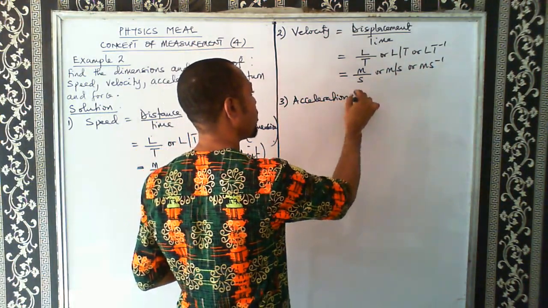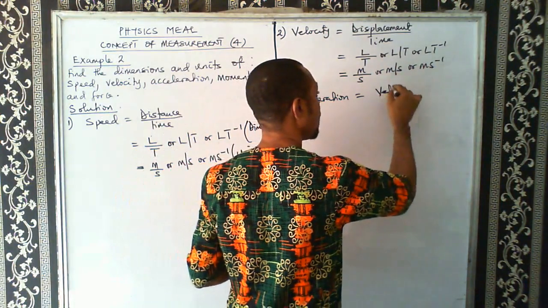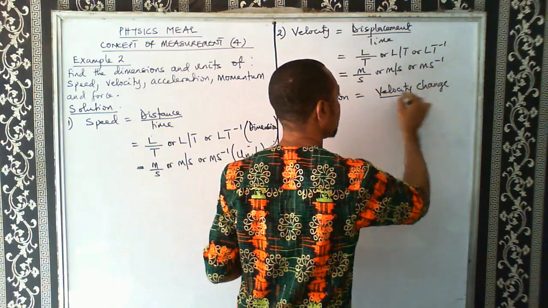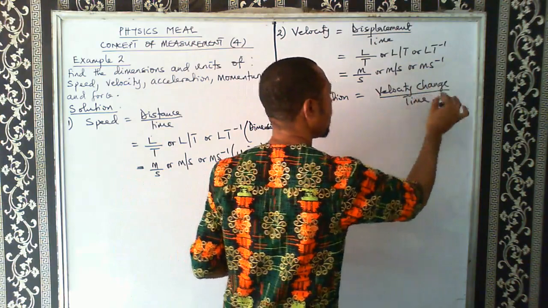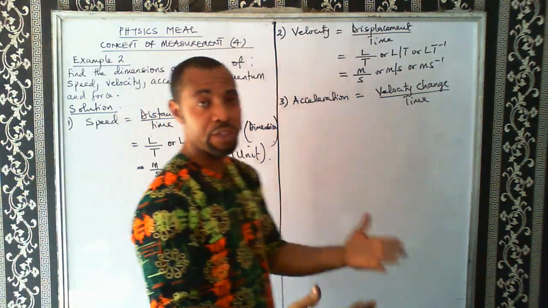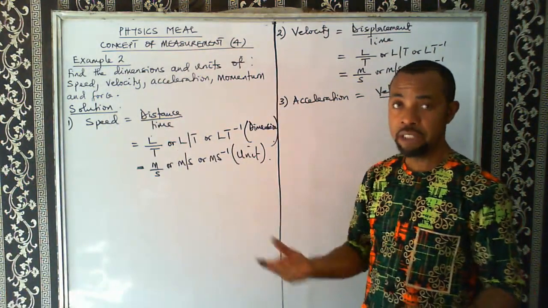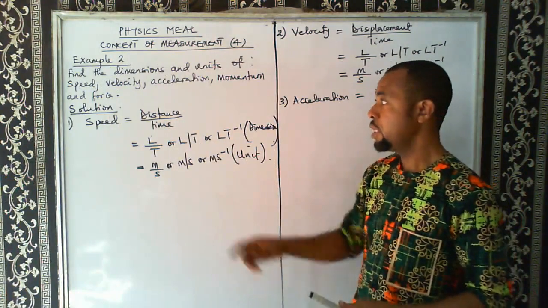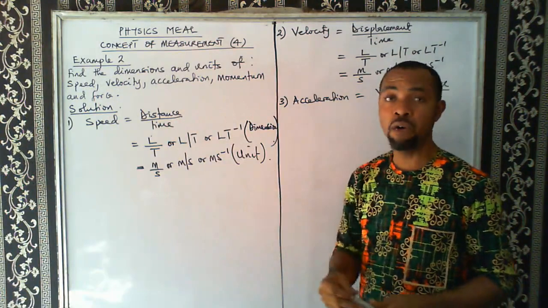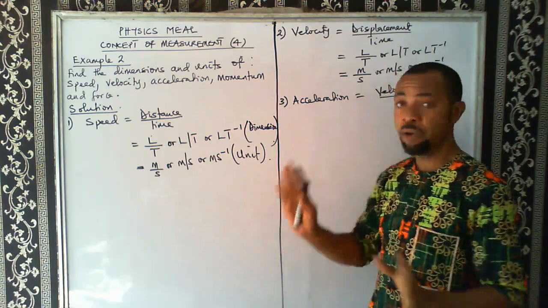Acceleration. What's the formula for acceleration? Acceleration is velocity change divided by time. Now someone will be wondering, how will I know all these formulas? Don't worry, by the time you do physics, you will meet all these formulas in various topics. For example, when you do the concept of motion, you will see the formula of speed, the formula of velocity, and the formula of what? Of acceleration.